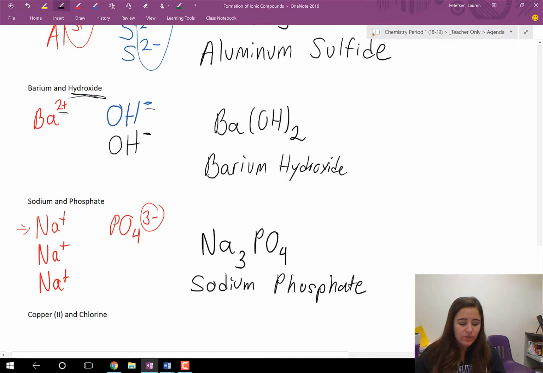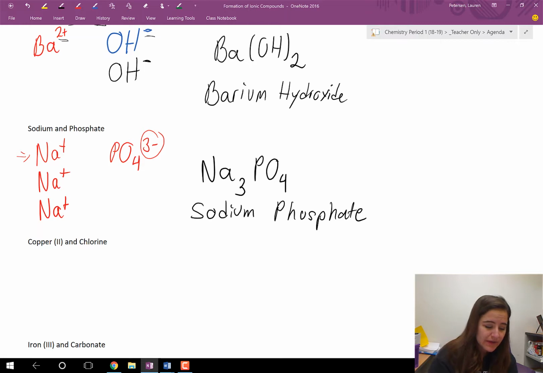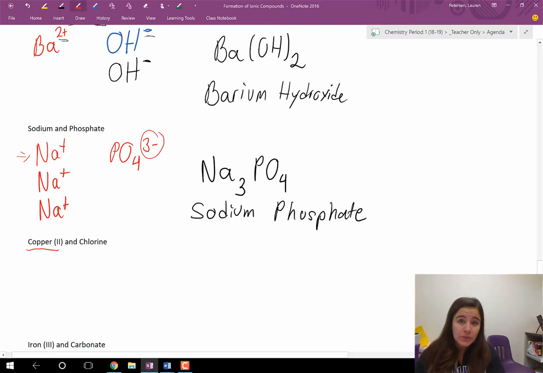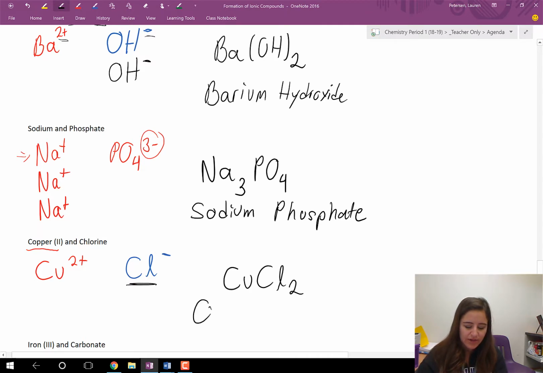Now, this is an example of one where the charge is given to you. Copper is a transition metal, so it can have more than 1 charge. So that one has a 2 in Roman numerals after it, so we know that it's copper 2+. Okay. Now, chlorine has 7 valence electrons. It wants to gain 1, so it is Cl-. So when they get together, we're going to need 2 chlorines, so it is CuCl2.